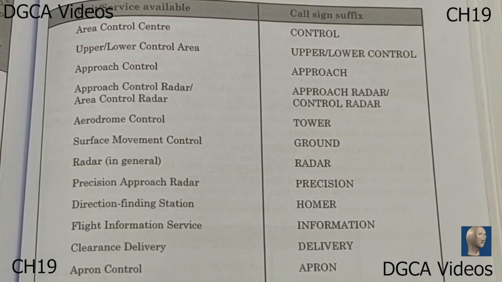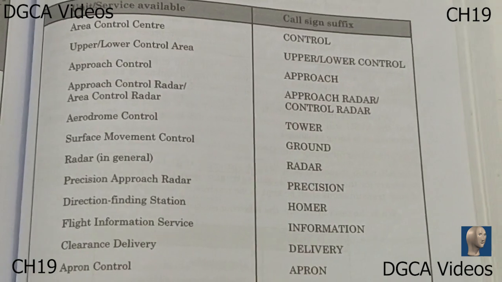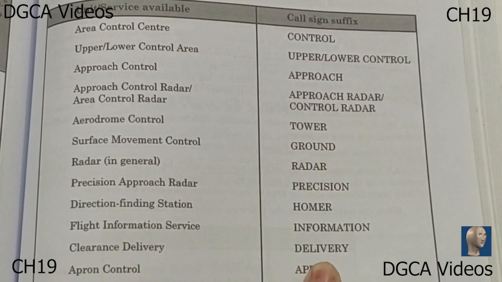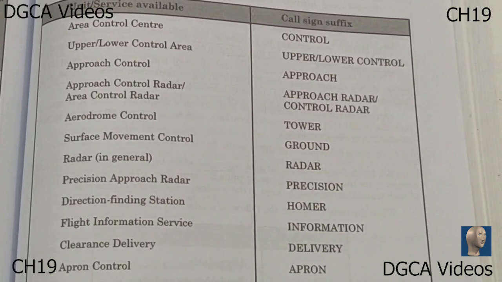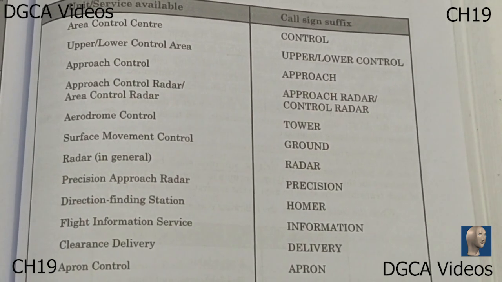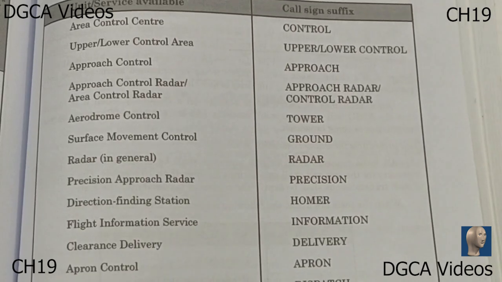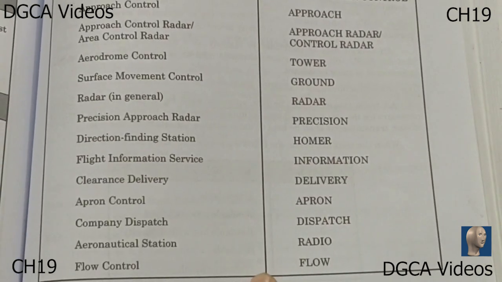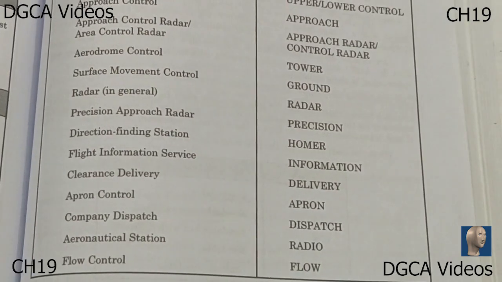Direction finding station is Homer. Flight information service is information. Clearance delivery is delivery. Apron control is apron. Company dispatch is dispatch. Aeronautical station is radio. And flow control is flow.